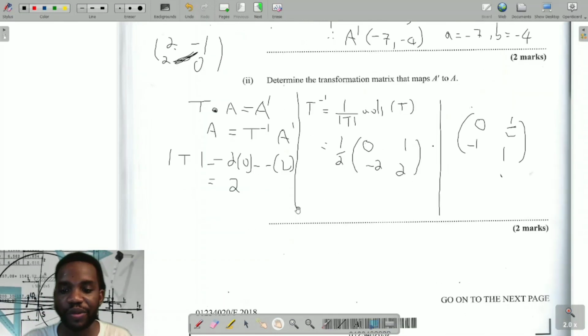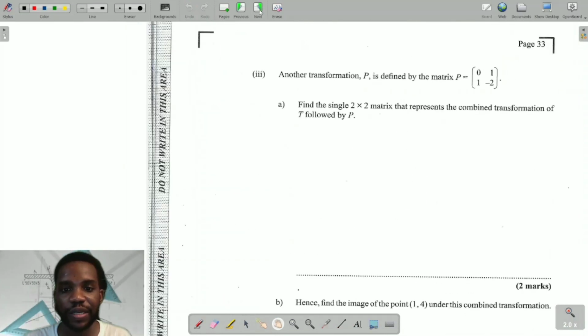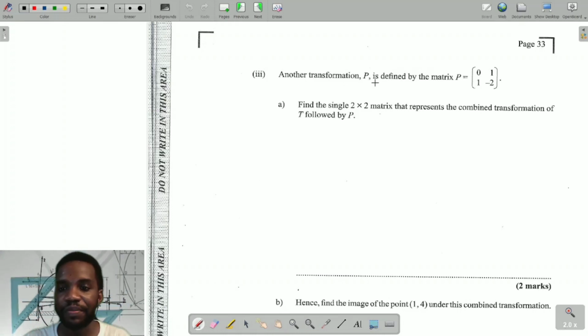I don't think I have any more questions on this page, so I'm going to go to the next page. This one says another transformation P is defined by the matrix P equals 0, 1, 1, -2. Find the single 2 by 2 matrix that represents a combined transformation of T followed by P.